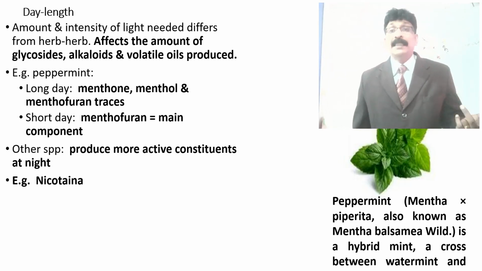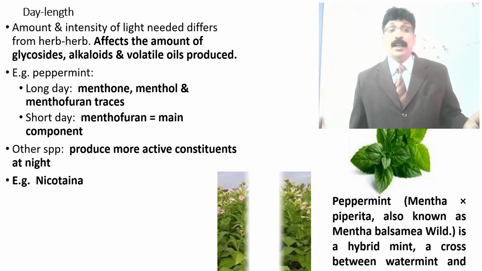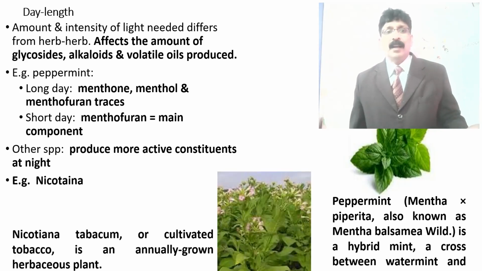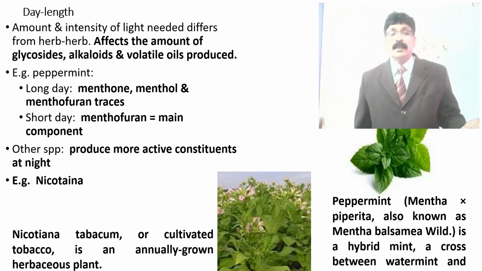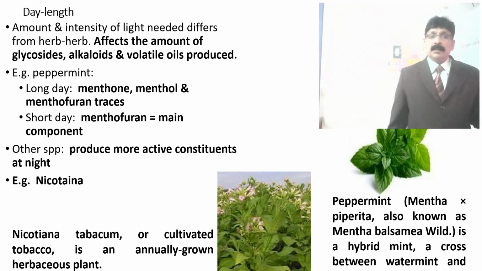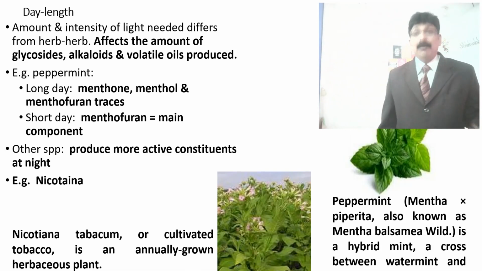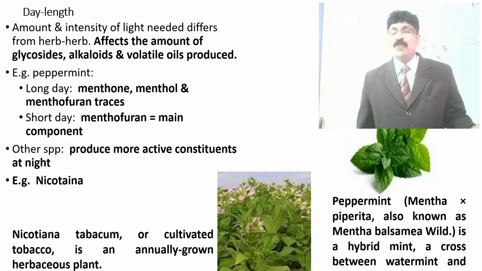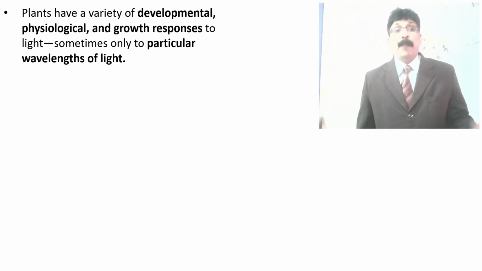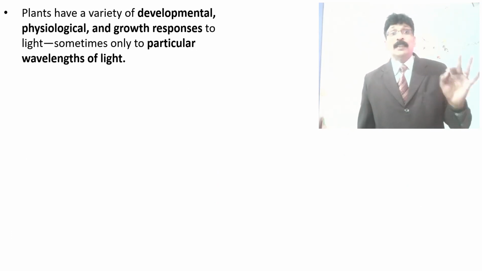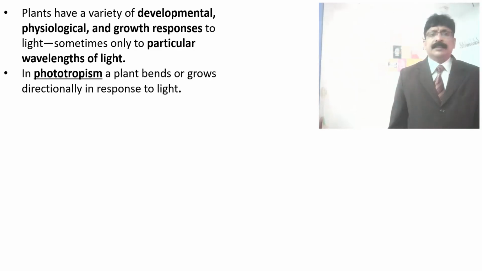Other species produce more active constituents at night. Example, Nicotiana tabacum, or cultivated tobacco, is an annually grown herbaceous plant. Plants have a variety of developmental, physiological and growth responses to light, sometimes only to a particular wavelength of light.